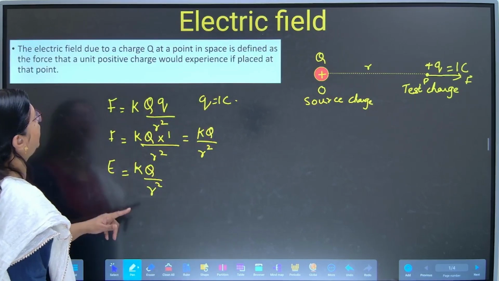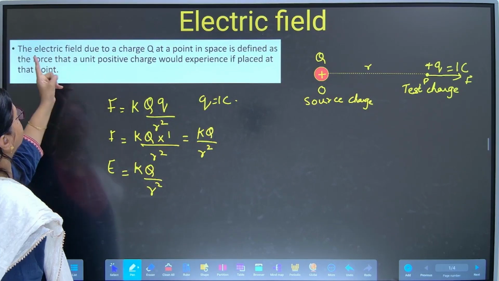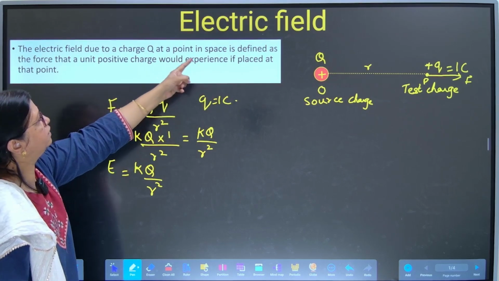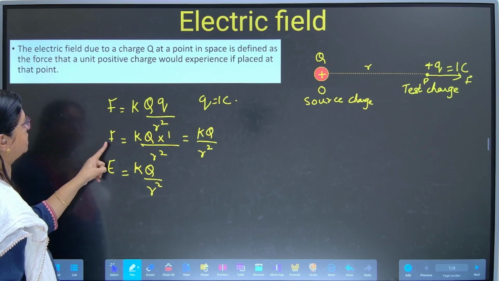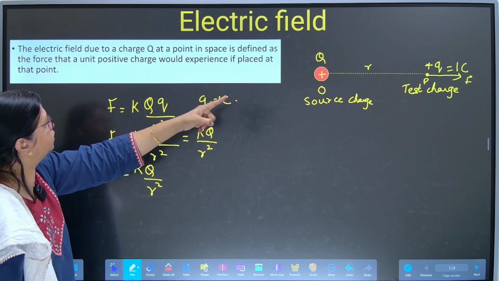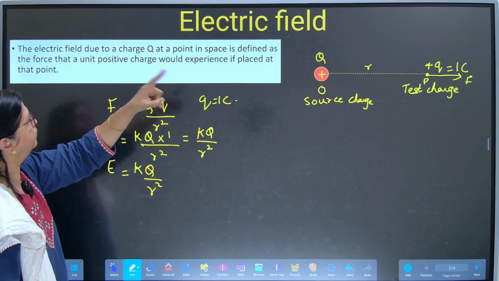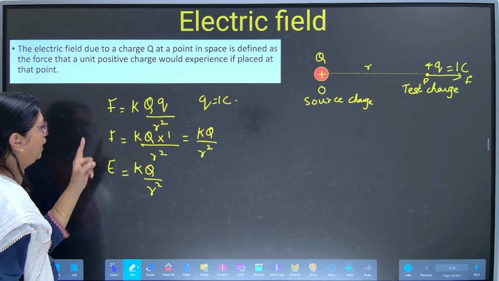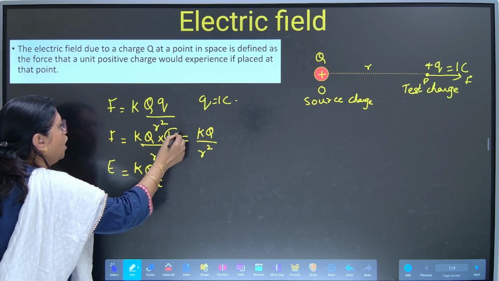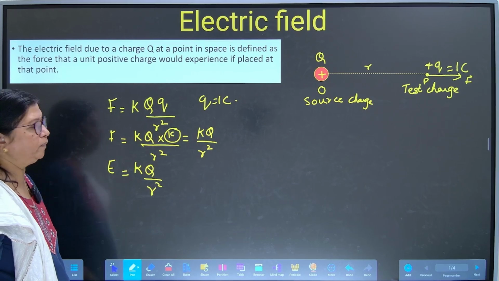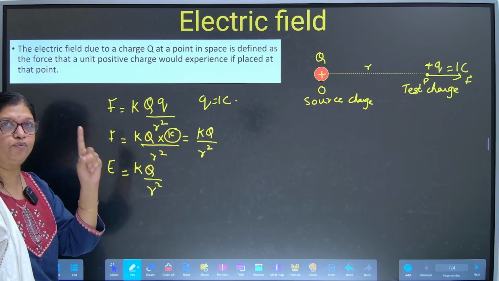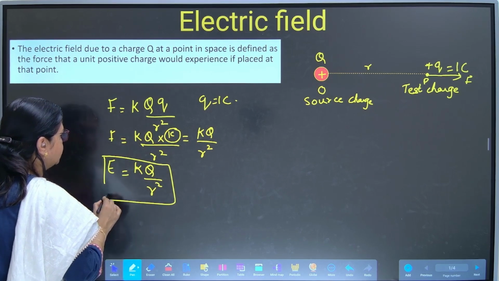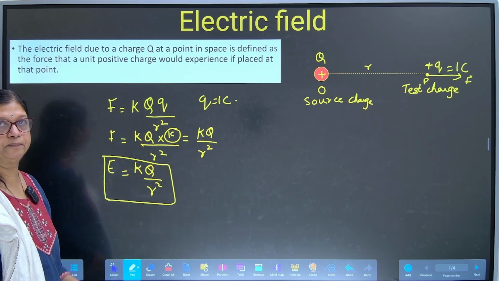Now let us define the electric field. The electric field due to the charge Q at a point P in space is defined as the force that a unit positive charge of 1 coulomb would experience if placed at that point. That's why when I took the value of the test charge as 1 coulomb, I consider that the force I have got is the electric field itself. Okay?